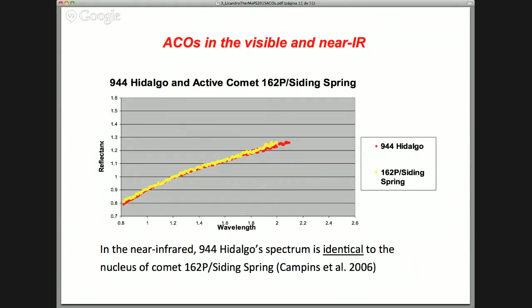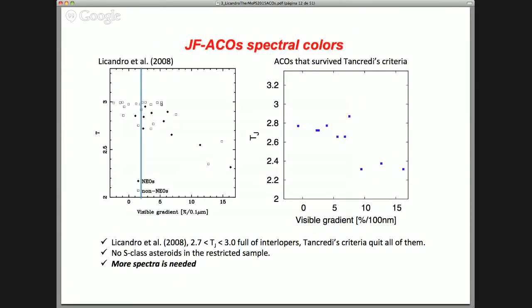the primitive spectra we have of ACOs, against the visible gradient, the slope, against the Tisserand parameter. We found this funny relation of increasing slope. So we go from C, P to D types, decreasing the Tisserand parameter. This is the limit for C types, C, B, D, P, and D in this case.